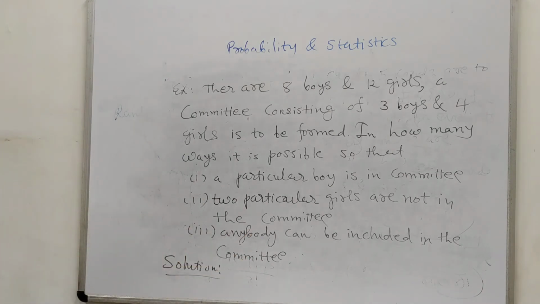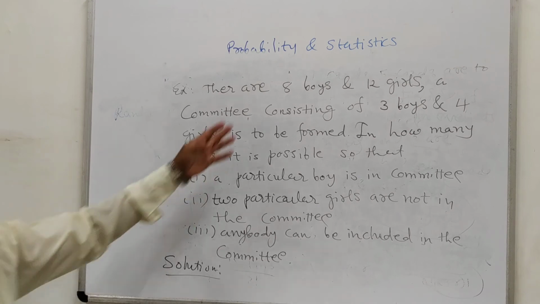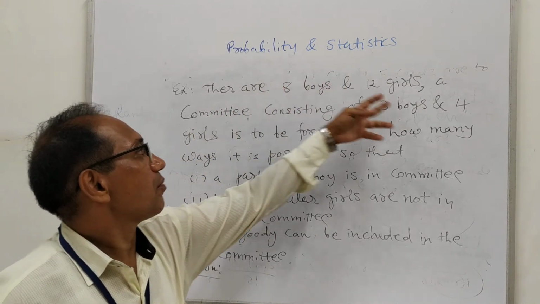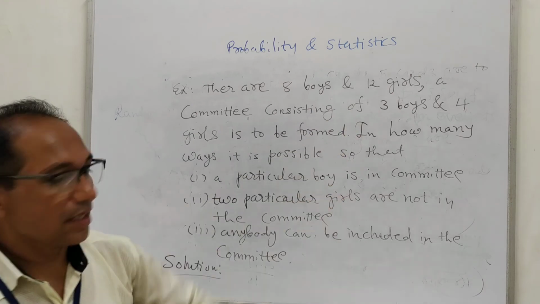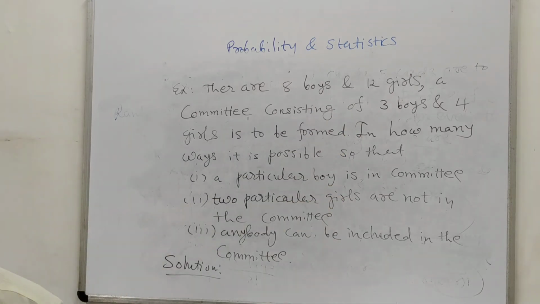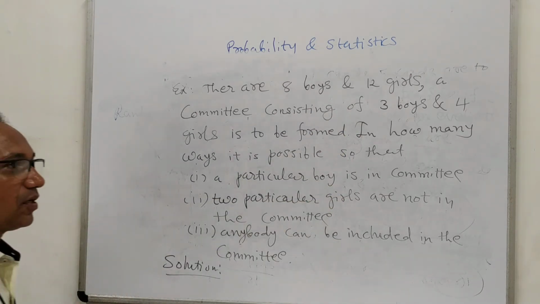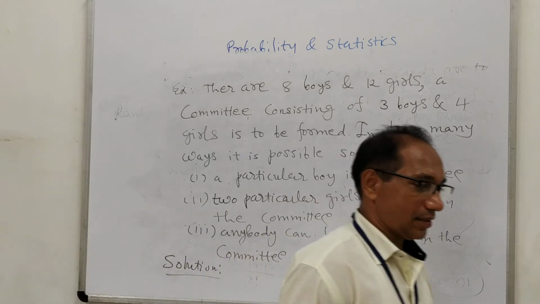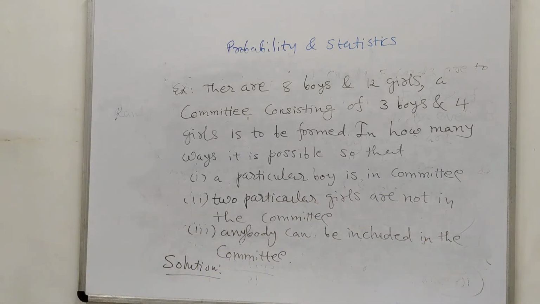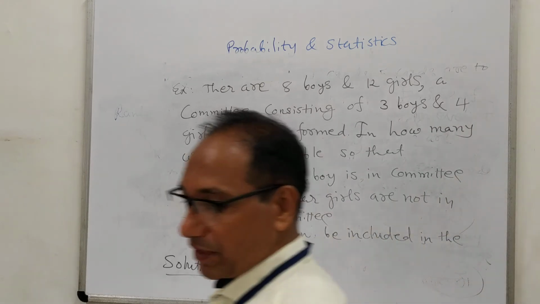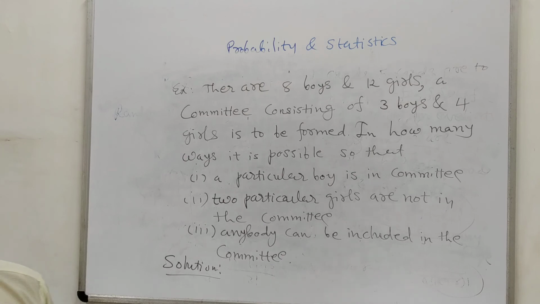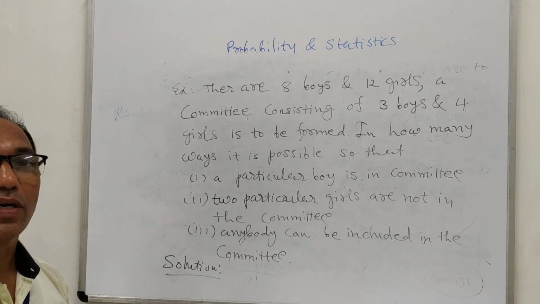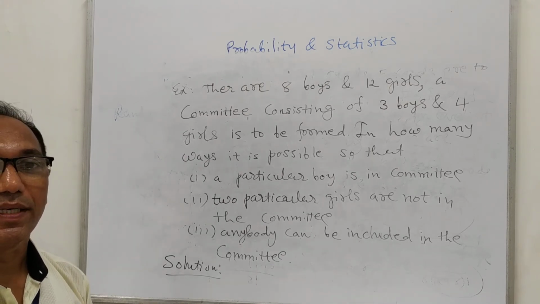Anybody can be included in the committee. This is the general case. There is no criterion put on this. So we can select 3 boys from 8 and 4 girls from 12. That means 8C3 into 12C4. This is your answer. So boys and girls, you must have understood the concept of counting, which we have seen now, because this is the basic requirement to go for probability.